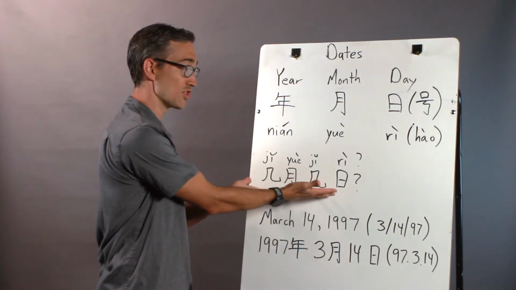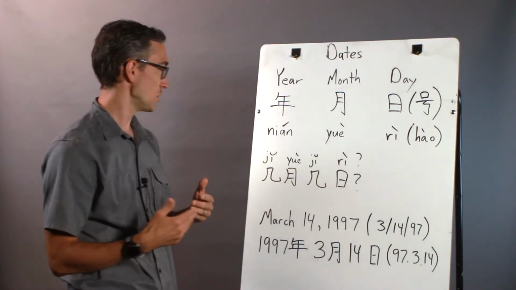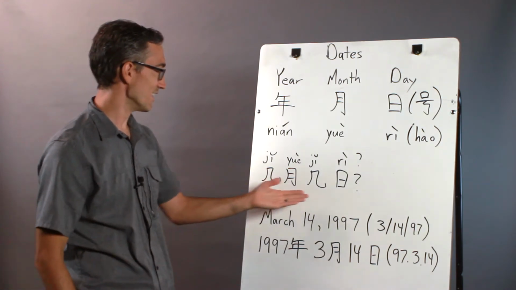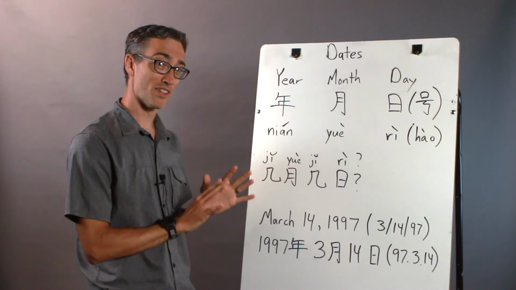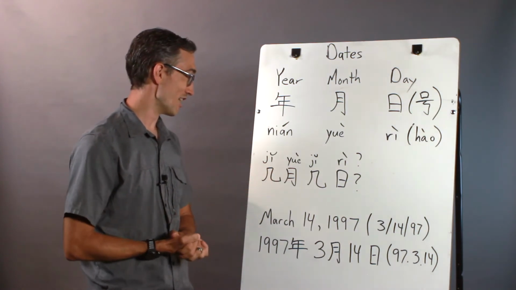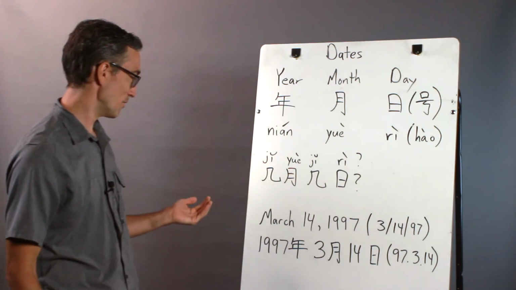So this is the question, which date? 几月几日. And incidentally, isn't it nice that you have a whole phrase here that's super simple characters? It's like one of the easiest phrases to write because all these characters are super simple.